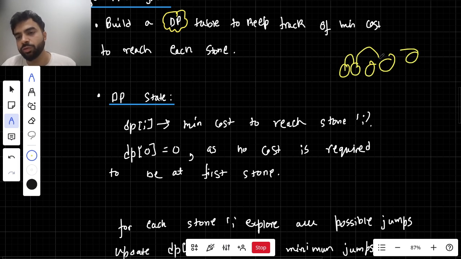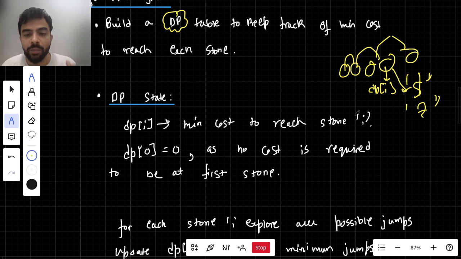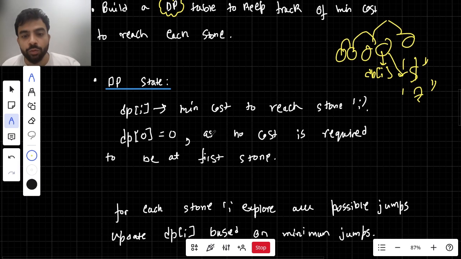I'm jumping from this stone to this stone to this stone. At a particular instant, I am at this particular stone. So dp of i means this particular position. What is my cost? I'm trying to find out the amount of money required to make this particular jump possible.